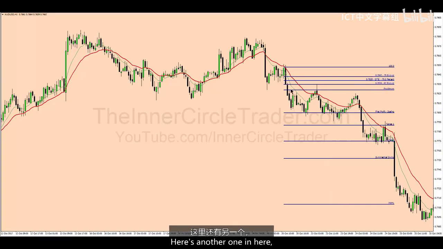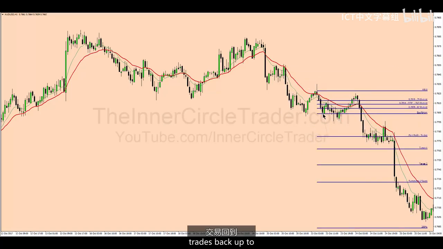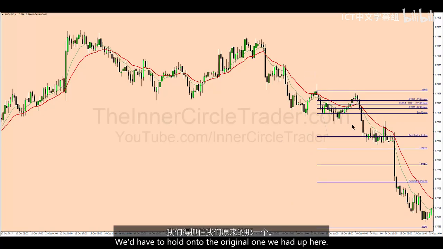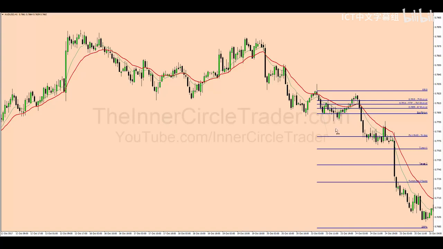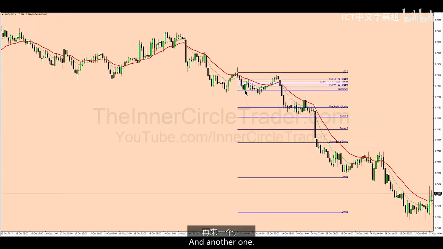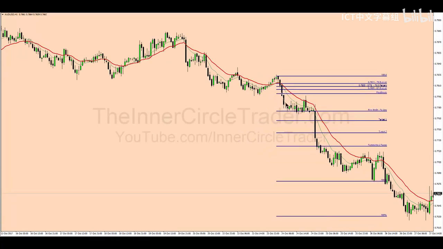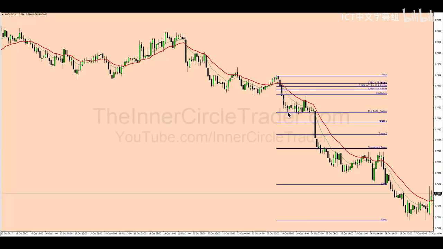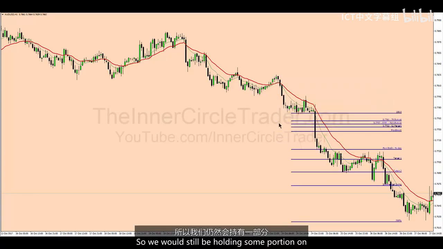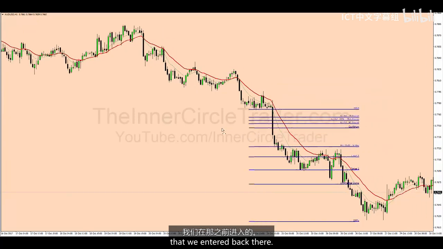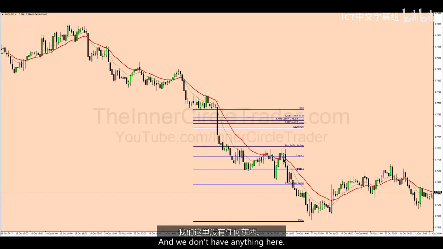Here's another one in here where price trades back up to here, but we cross over, so we're probably not going to take that one. We'd have to hold on to the original one we had up here. And another one. No, we don't get up high enough to get into that one. It didn't retrace deep enough there. So we would still be holding some portion that we entered back there. And we don't have anything here.